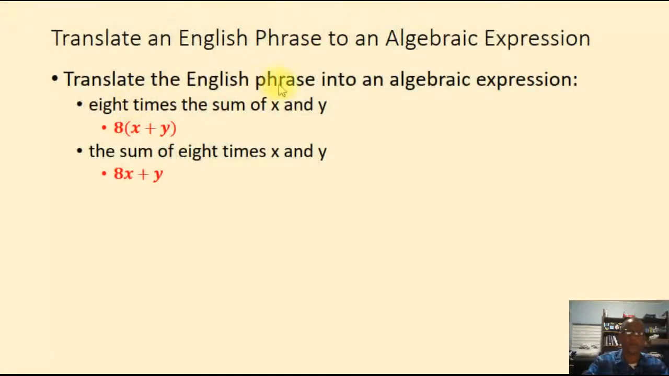Here are some more. 8 times the sum of x and y. Well, you have the sum of x and y, and it's 8 times that. The sum of 8 times x and y. So it's the sum of what? This and this. So it's 8x and y. So see the subtle difference here, right? Here it's 8 times the sum of x and y. The sum of 8 times x and y. It's the sum of these two things. This one, 8x, and this one, y.